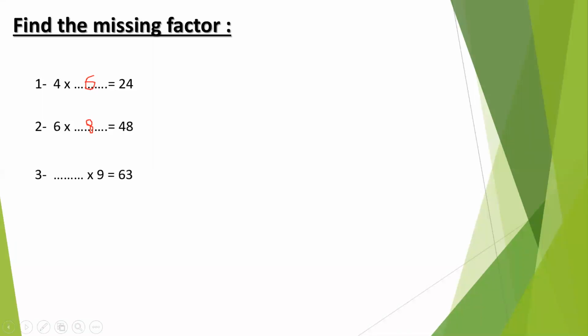Let's see number 3. A missing number multiplied by 9 equals 63. So what is the number that if I multiply it by 9, the answer will be 63? Think about it, timetables. Okay, I think the timetable of number 7. Yes, it's 7. I'm sorry. I will erase this and write it again. It will be 7. 7 multiplied by 9, the answer will be 63.